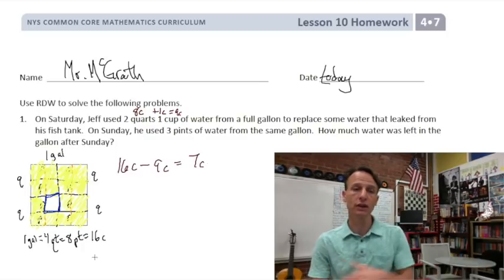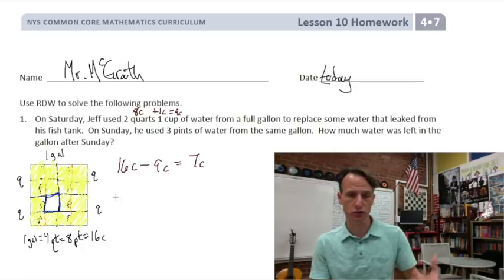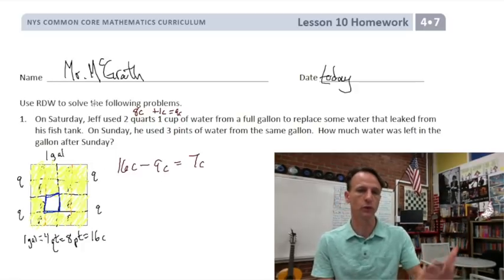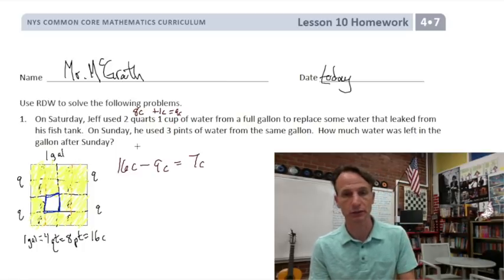And by the way, we could have done this with a more standard tape diagram as well. So if your teacher says, hey, where's the tape diagram? This is what we drew. This is our drawing to help us here. And if you want to draw a tape diagram, go for it.